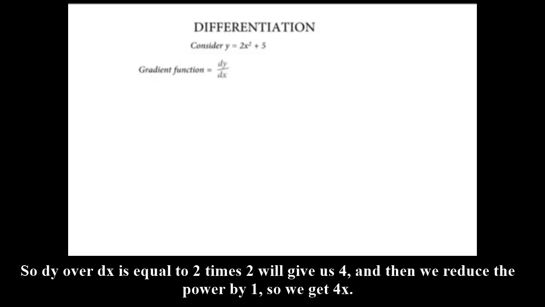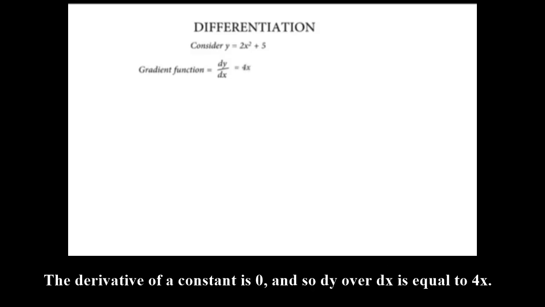Now, consider a function y is equal to 2x squared plus 5. To obtain the gradient function, we differentiate that. So dy over dx is equal to 2 times 2, which gives us 4, and then we reduce the power by 1, so we get 4x. The derivative of a constant is 0, and so dy over dx is equal to 4x.